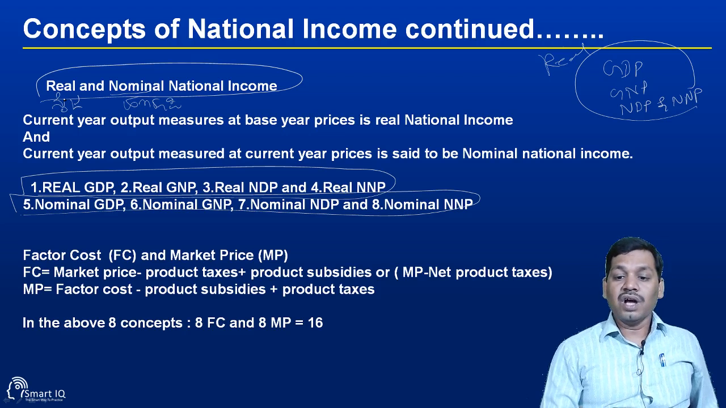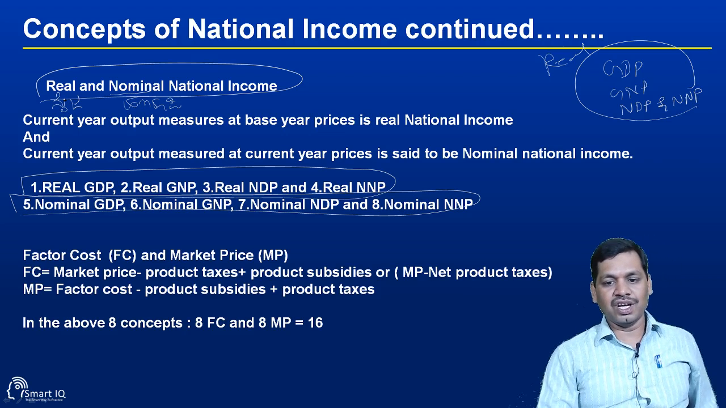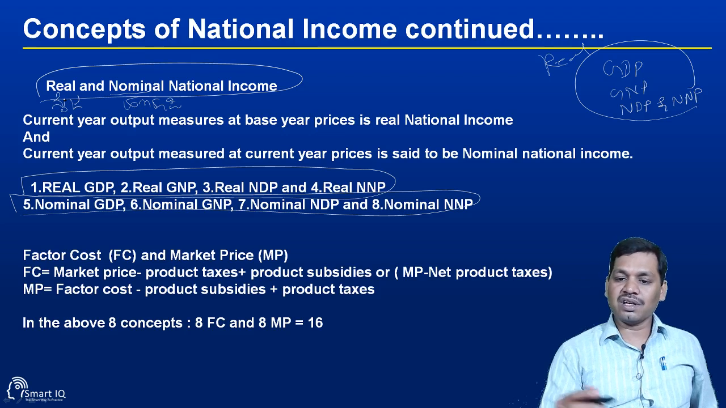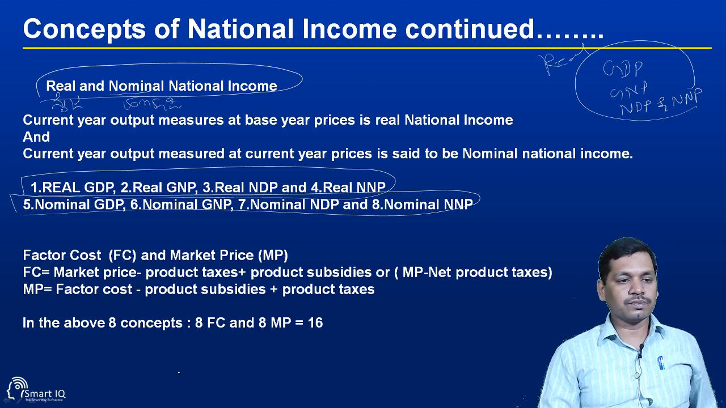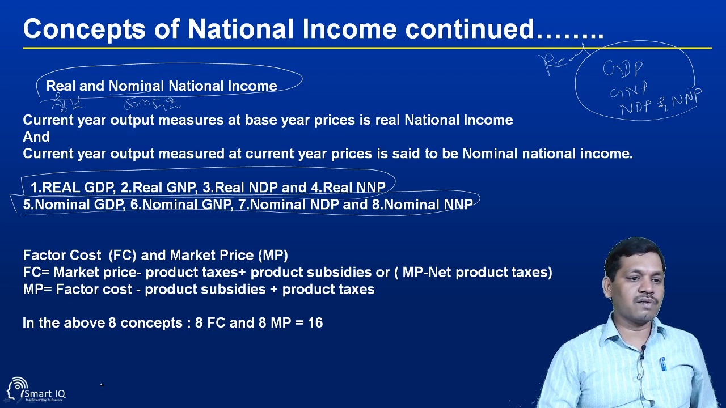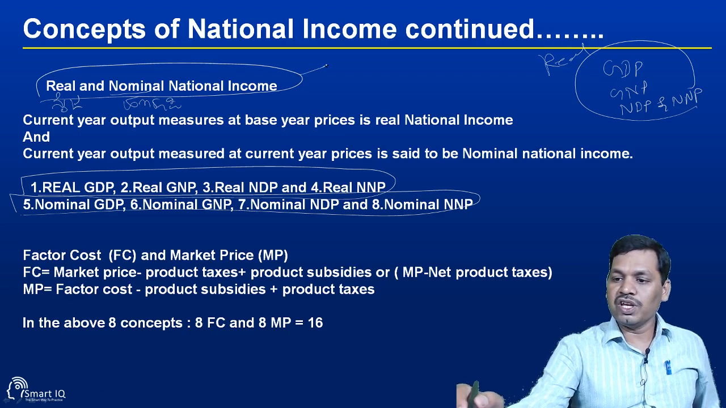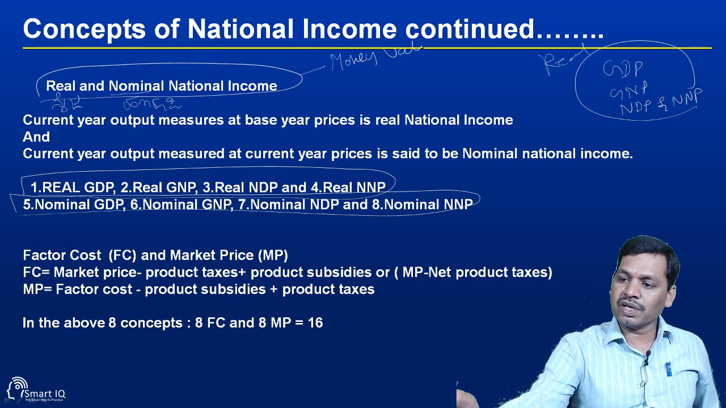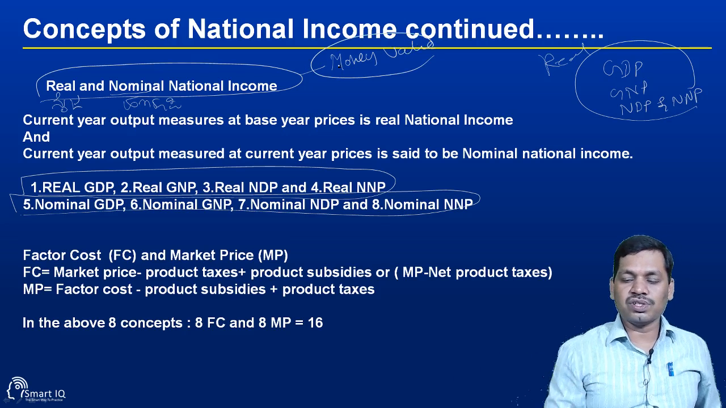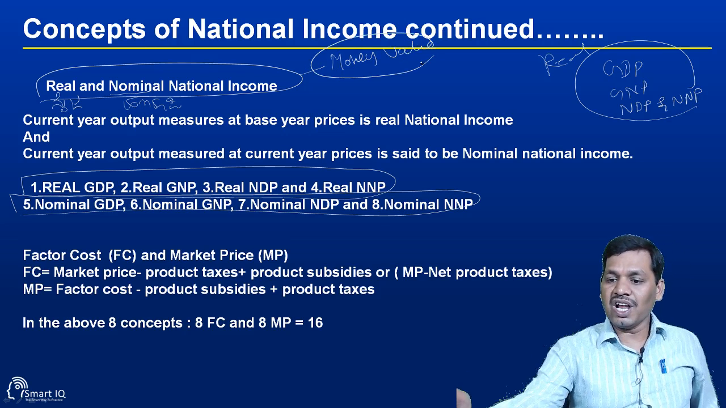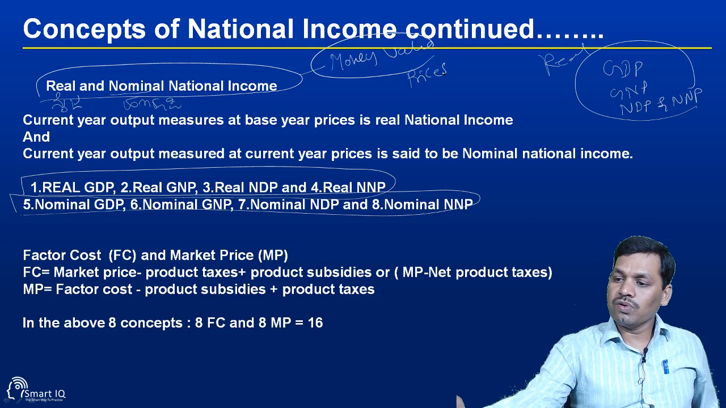Again, we need to go back to our GDP. I told you there are 4 buzzwords: money value of all final goods and services which are produced in the country over a period of time. The period is 1 year. Money value, I told you I will discuss after some time. Money value means price into quantity.